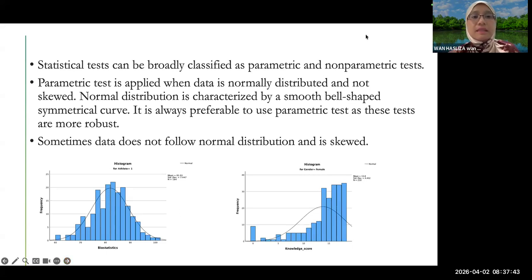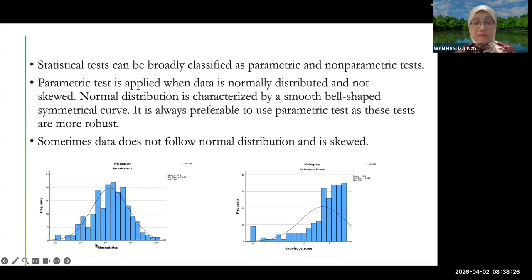Statistical tests can be broadly classified as parametric and non-parametric. When you hear the word parametric, it means a normal distribution. When we talk about a non-parametric test, it gives you an idea that this is a non-normal distribution. So what is a normal and a non-normal distribution? If you see the histogram below, this is a histogram overlaid with a normal curve. It looks like a bell, which means this is a normal distribution.